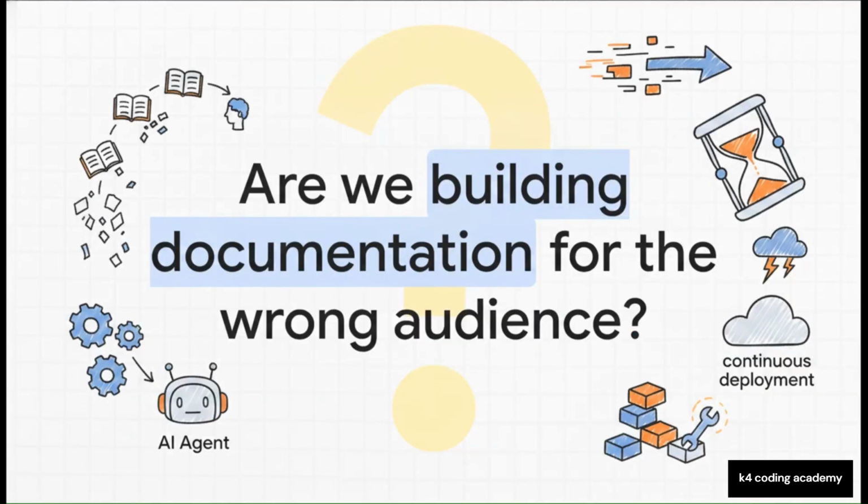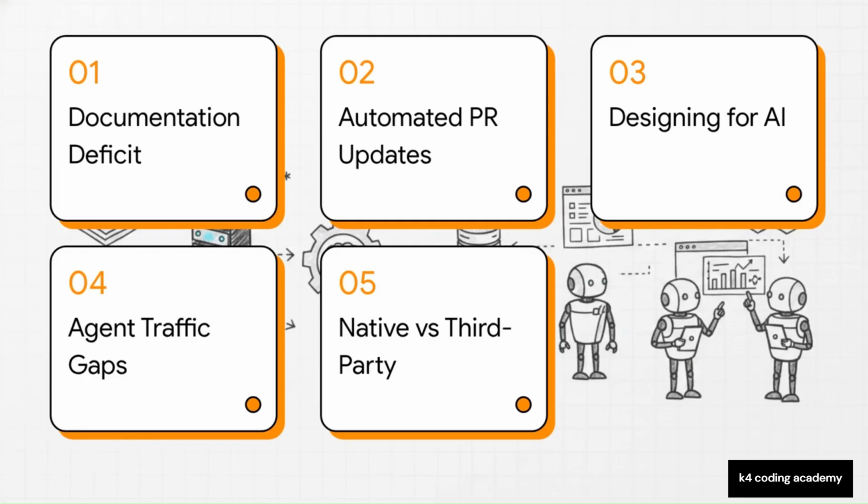Right off the bat, we need to confront something known as the documentation deficit. The reality of our modern development cycle is that our continuous deployment velocity, shipping code weekly, sometimes even daily, has completely outpaced our ability to write and update manuals by hand. Think about it. If we're only building static web pages for human developers to read, we're basically missing half the picture. So here is our game plan for this architectural evaluation.